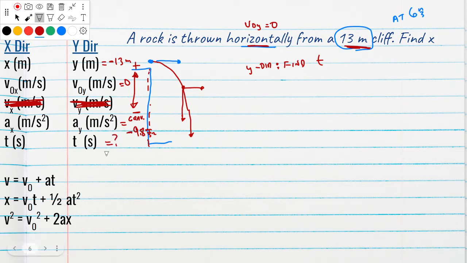And we're trying to find time. 1, 2, 3, 4 variables. We're good to go. I've got my 3 formulas. These are really configured to work in the x direction. And sometimes you'll even see people put little name tags on these things to make sure that all the variables are x direction variables.